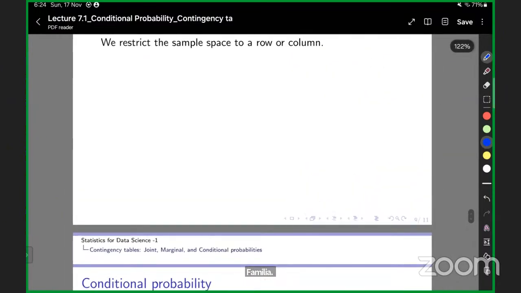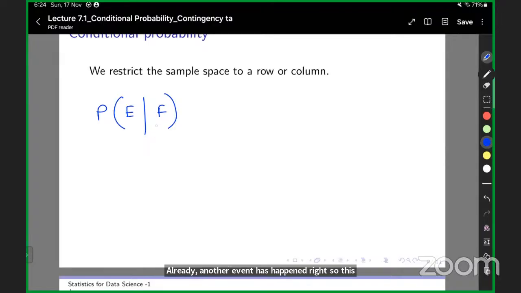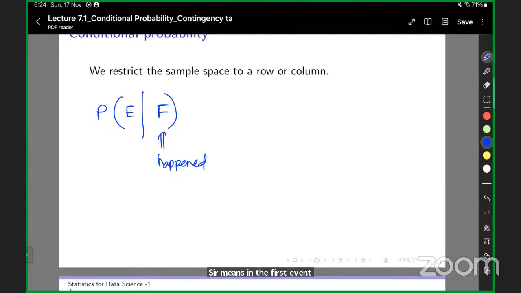Okay. So, conditional probabilities. We denote it like this: the probability of some event will happen given that another event has already happened, right? After this you can say slash or vertical line, this F has already happened. So this means, given the first event F, how many chances of event E happening?